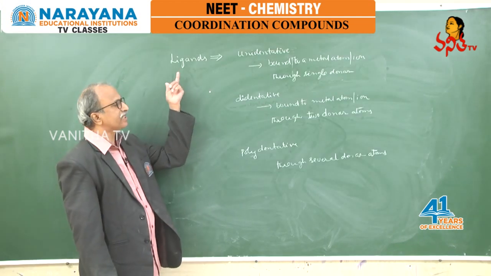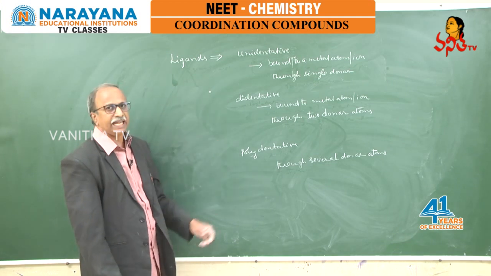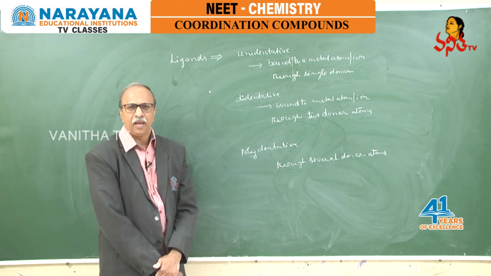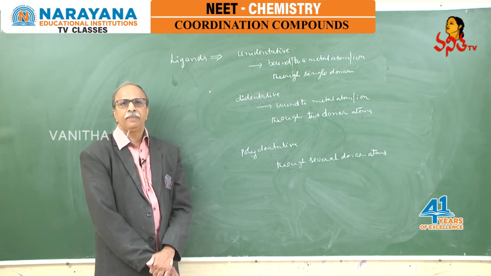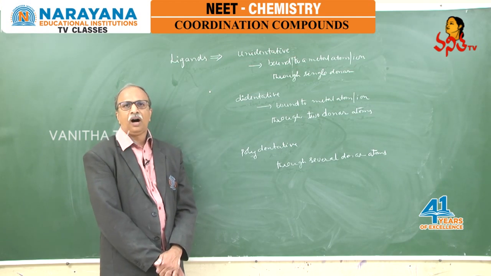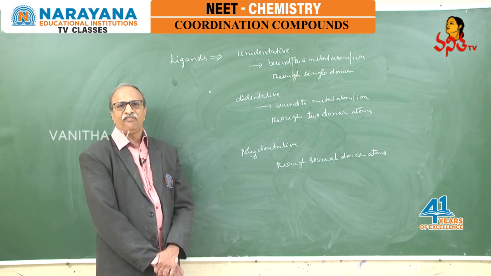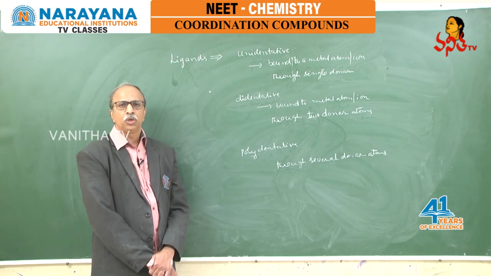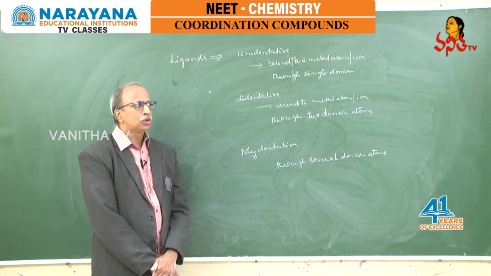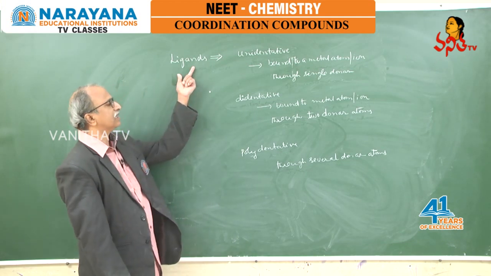As we are discussing ligands, this is a very important one. A ligand is a species, which may be a single atom, a simple ion, or a molecule, that can donate an electron pair to the metal atom or ion in the formation of coordination compounds through a dative bond, and such species are called ligands.